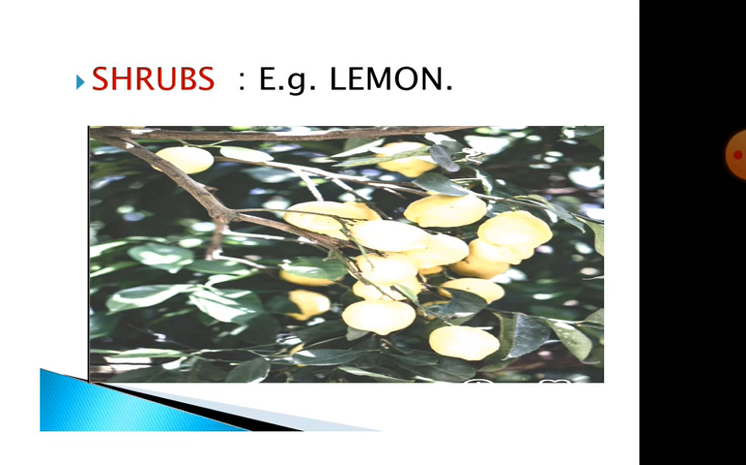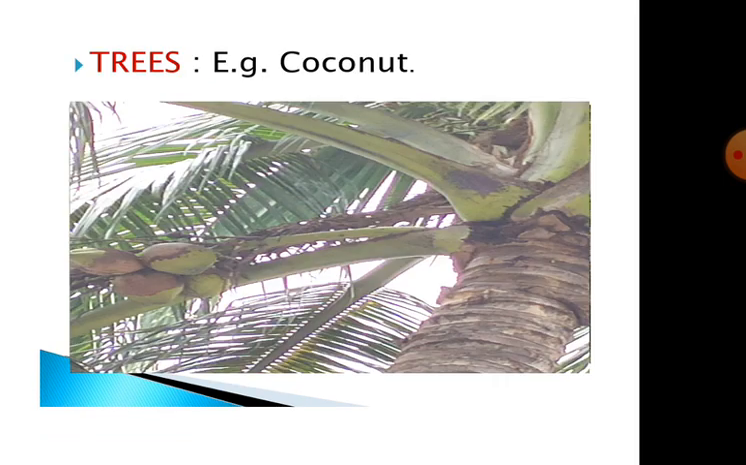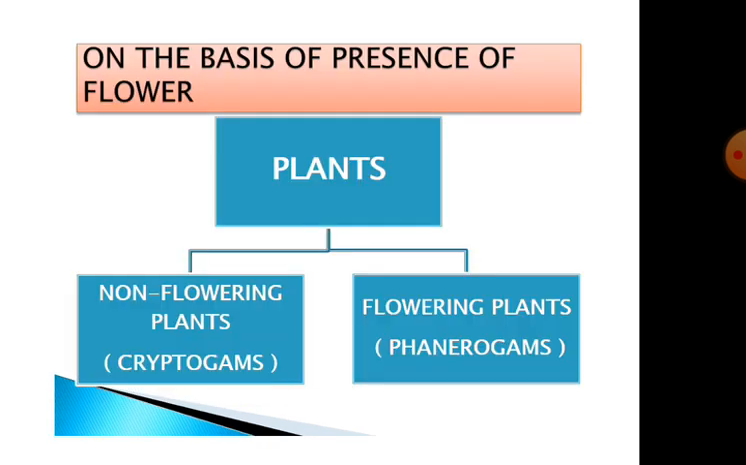For example, lemon. Trees: the plants which are tall and have hard woody stems and bear woody branches, twigs and leaves at some distance above the ground are called trees. So those plants which are tall and have hard woody stems and bear woody branches, twigs and leaves are called trees. For example, coconut.